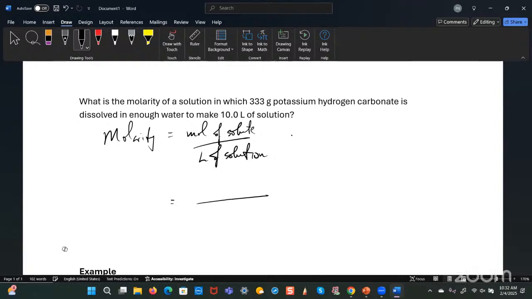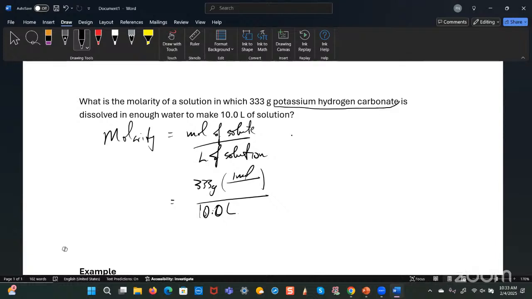So they gave you the volume of the solution already. I put 10.0 liters down here, all right? So that's the volume of the solution. How would you get the moles of the solute? Times what would you multiply this by? 1 mole over what goes down here? Yeah, but specifically what?